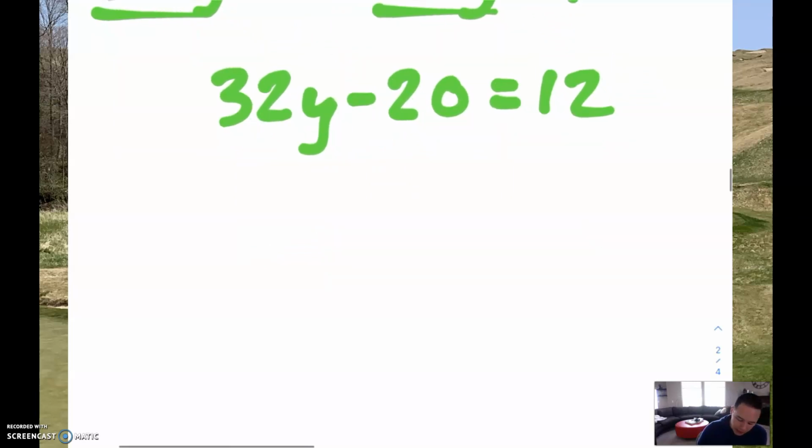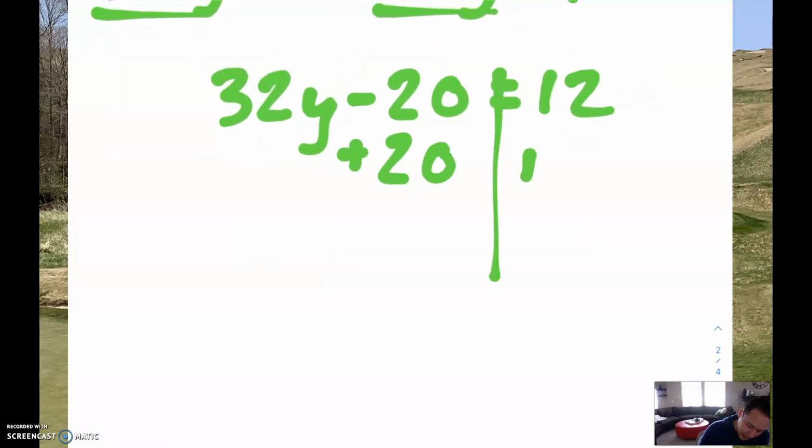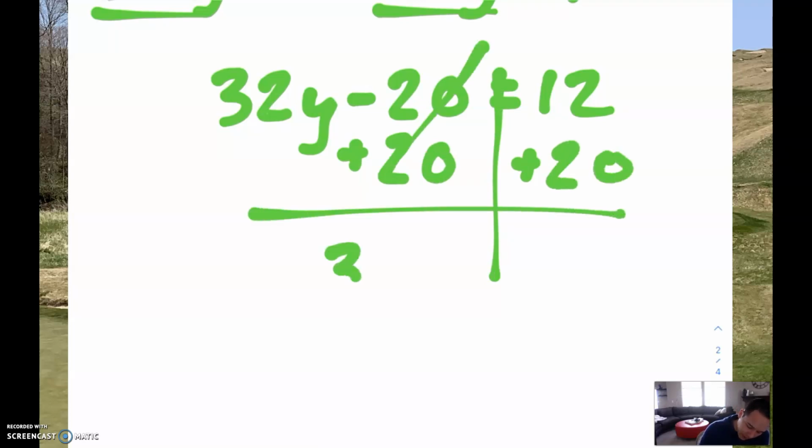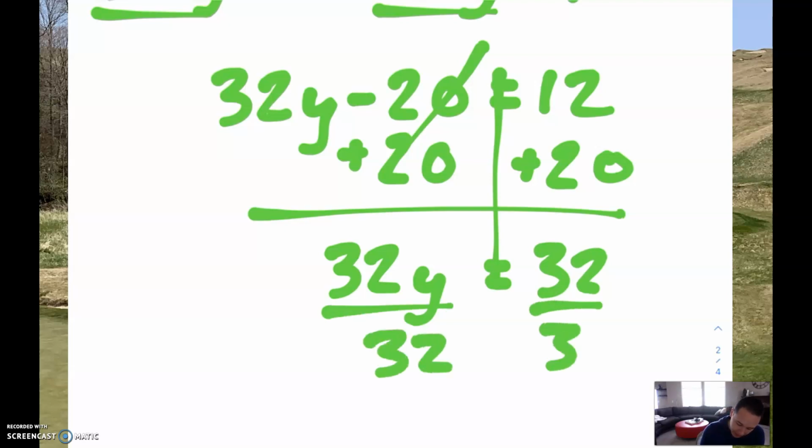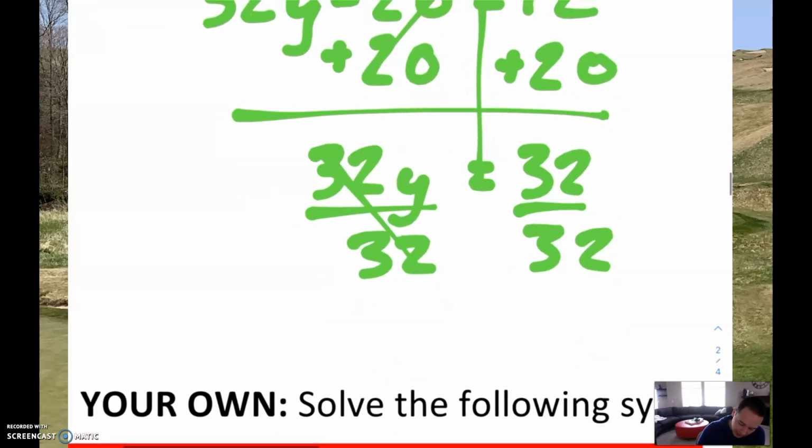And if you want to get y by itself, that minus 20's got to go. So plus 20 to both sides. And we get 32y is equal to 32. So 32 times what number is 32? Well, it equals 1. And you can get that by dividing by 32 on both sides. And we get y is equal to 1.